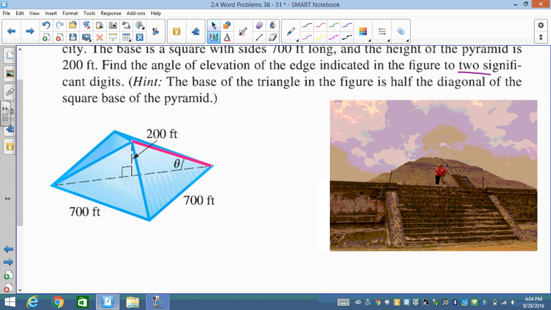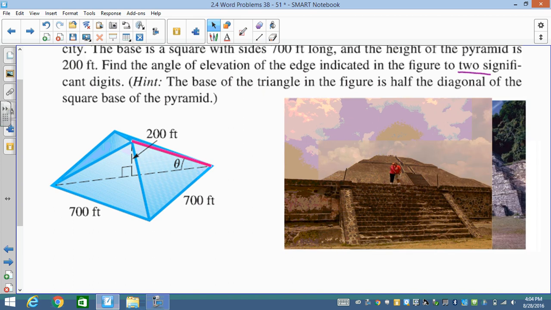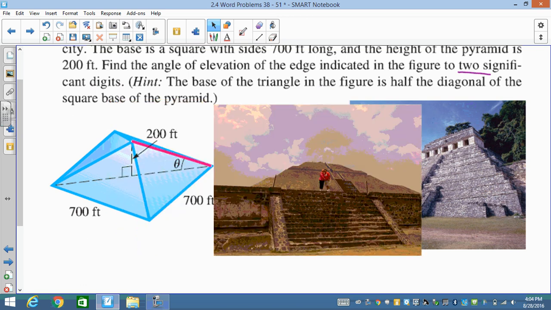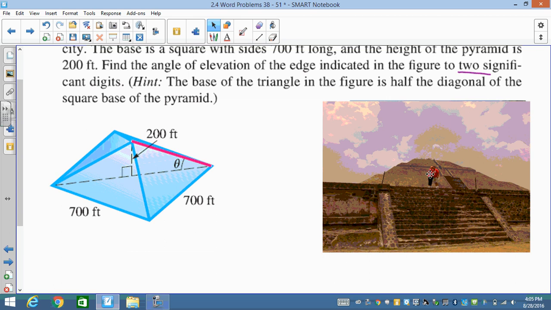Now, let me explain the picture here. This is the picture in the book. This is not the Pyramid of the Sun. Why, Miss Harder, how do you know that is not the Pyramid of the Sun? Because I've been there. And this, the tourist in the middle of my picture here, this is the Pyramid of the Sun. So I just replaced the picture with one of my own. Okay, so back to the problem.